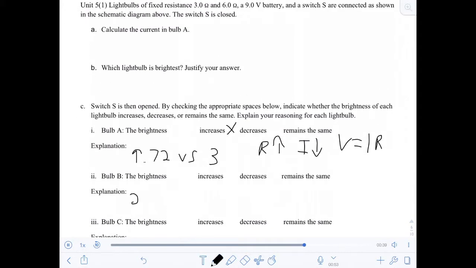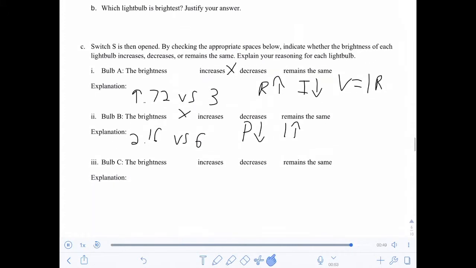For B, the power is increasing since a higher current is flowing through B. Note that for the overall current, the number has decreased, but current has increased through B. And for C, there's no current flowing through it, and therefore there's no brightness, so it decreases.